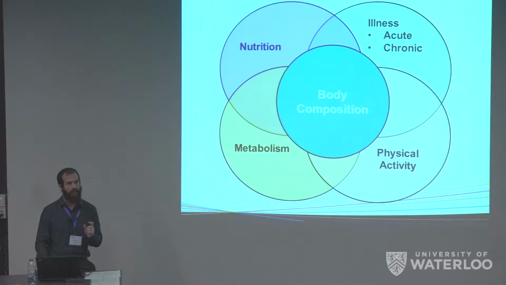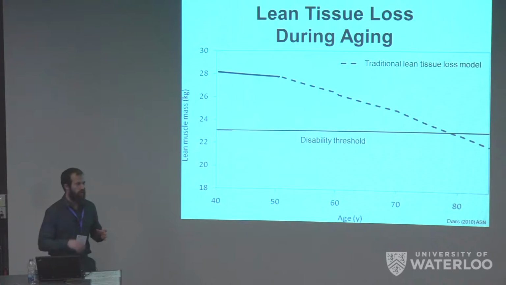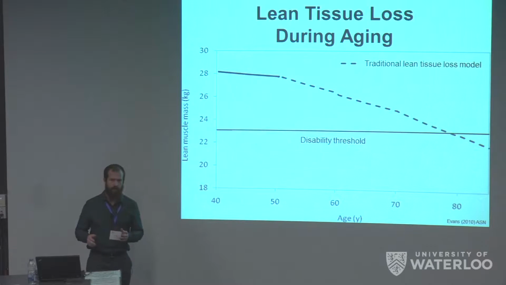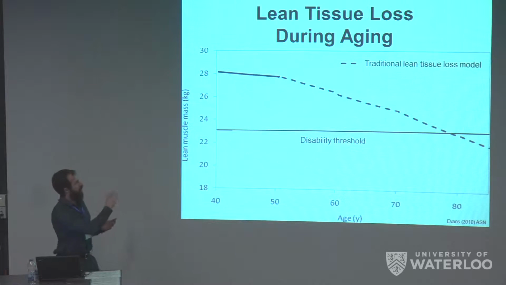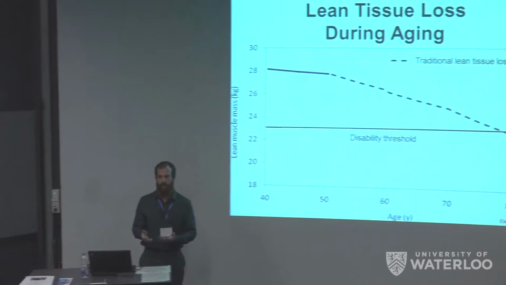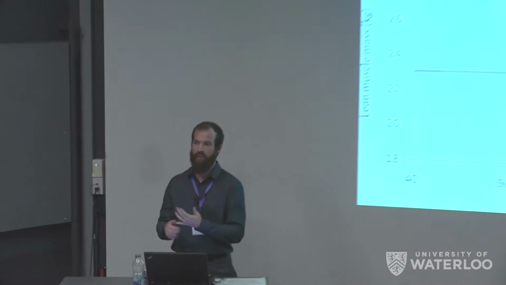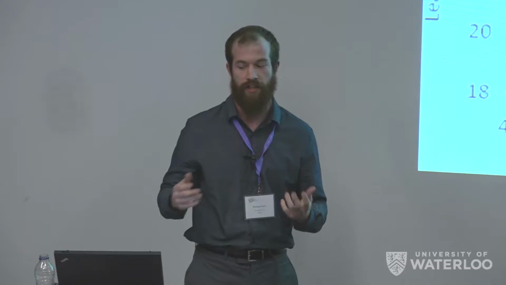And one important aspect of our body composition is our lean tissue health. So starting around the 5th decade of life, we see this slow, gradual loss of lean tissue mass. So on our y-axis, we have our lean tissue mass, and on our x-axis, we have our age. And so you can see this slow, gradual loss of lean tissue mass, and at some point, you'll reach below a disability threshold in which you no longer have enough lean tissue mass or strength to perform your activities of daily living. And so you could be considered functionally disabled.